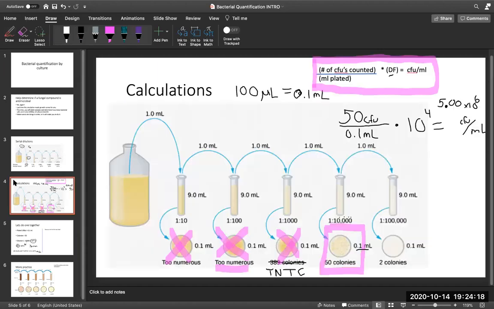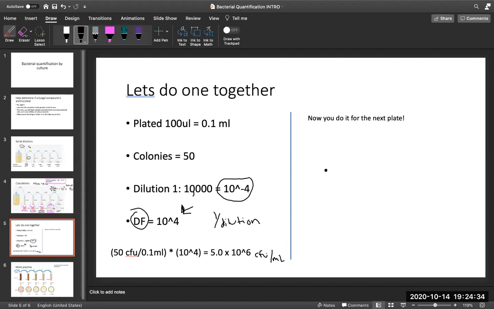Okay, so now you guys practice the next one. So if you go back on this slide, it says for this one, you got 2 colonies, which technically is not enough to give you accuracy, but let's just do it anyway for the practice. So go ahead and set it up, you can tell me what to do instead of me telling you. So what do I do?